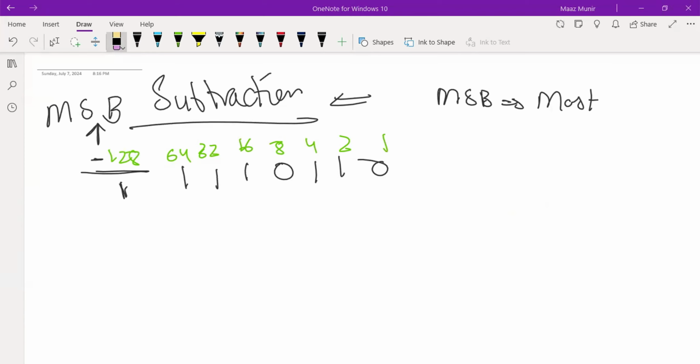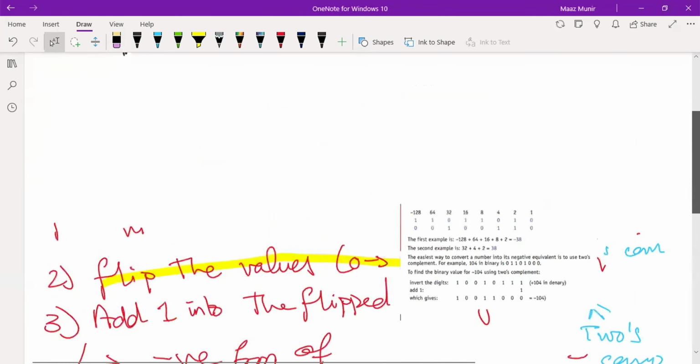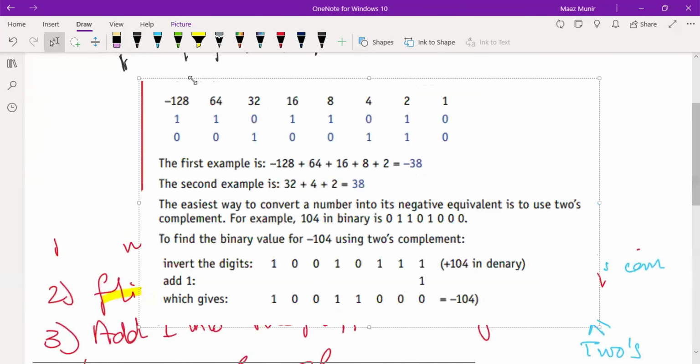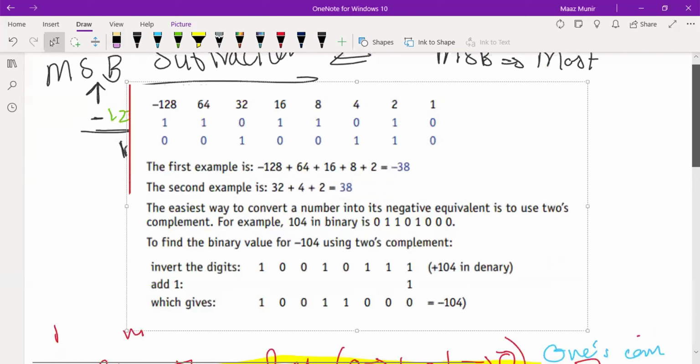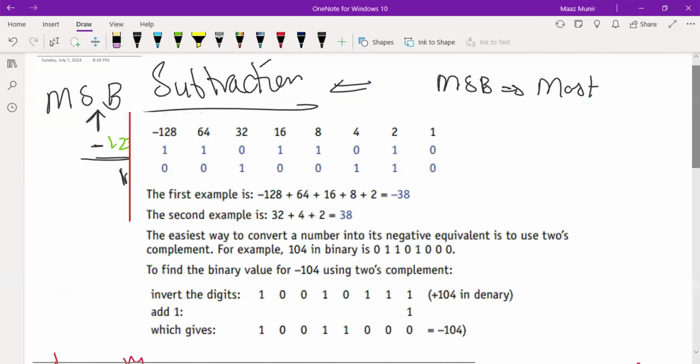Okay, we have this example from the book. Let's copy it and put it up here. Bring it up here a bit. So you see, we have minus 128, 64, 32, 64, 428.